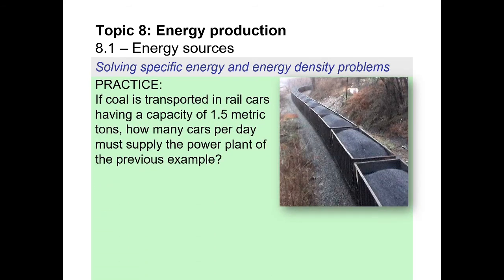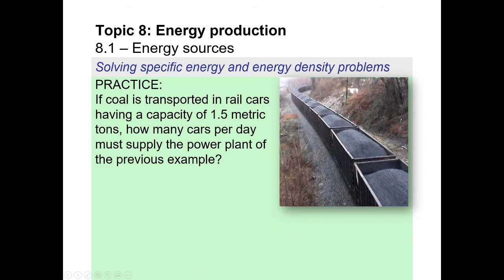All right. If coal is transported in rail cars having a capacity of 1.5 metric tons, how many cars per day must supply the power plant of the previous example? Okay, yeah, just kind of look at that picture, let it sink in, all right? So each one of those rail cars is carrying coal. We just saw that we need 319,000, almost 320,000 kilograms of coal per day. And I know that each rail car has a capacity of 1.5 metric tons. Now, a metric ton is not the same thing as a ton.